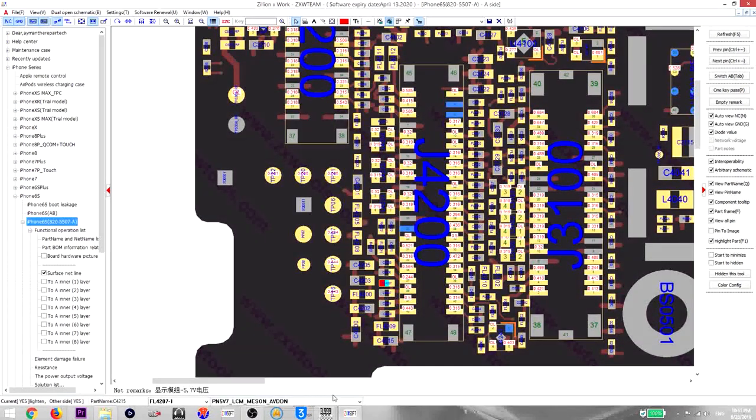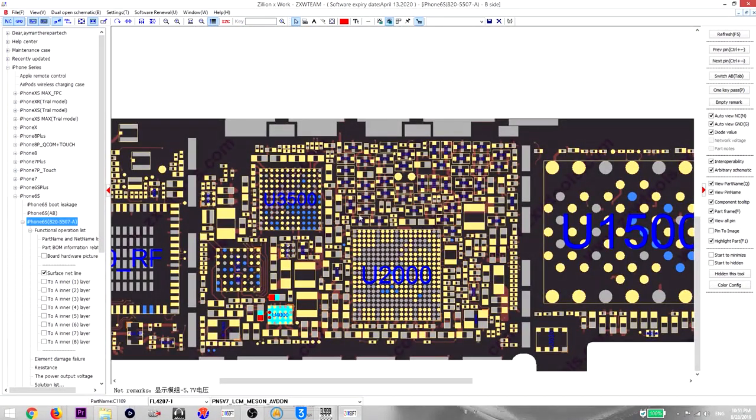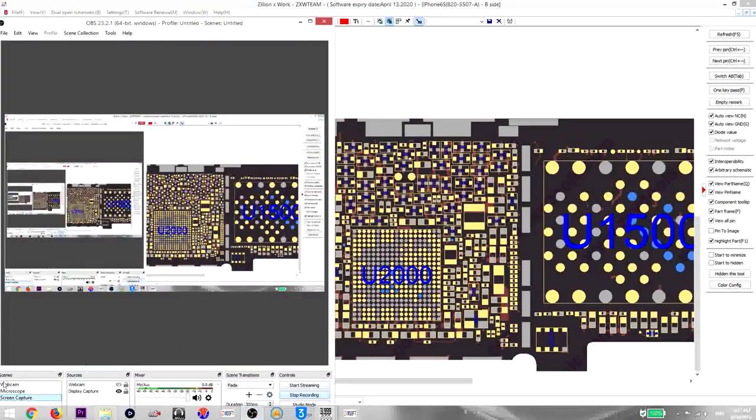To PN5V7LCM Mason. That's the chestnut. Let's have a look at the chestnut, and I know the chestnut is working well for display, but could be not working that well for touch. And you can see here all their work.